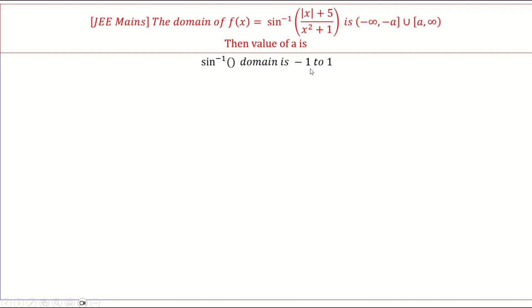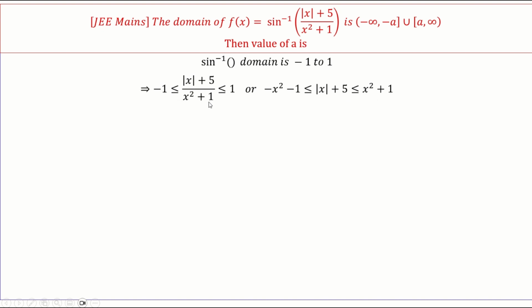Sine inverse domain is always minus 1 to 1. Correct? Sine inverse of 2 is not defined. Sine inverse is defined only from minus 1 to 1. So which means the value here, absolute x plus 5 divided by x square plus 1, is between minus 1 to 1, inclusive, of course. If I multiply this with x square plus 1, it will become minus x square minus 1 less than or equal to absolute x plus 5 less than or equal to x square plus 1.